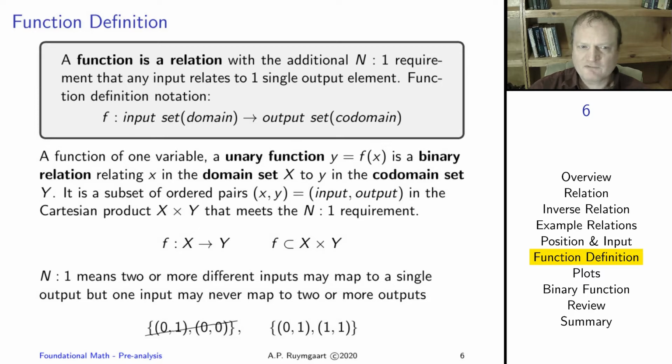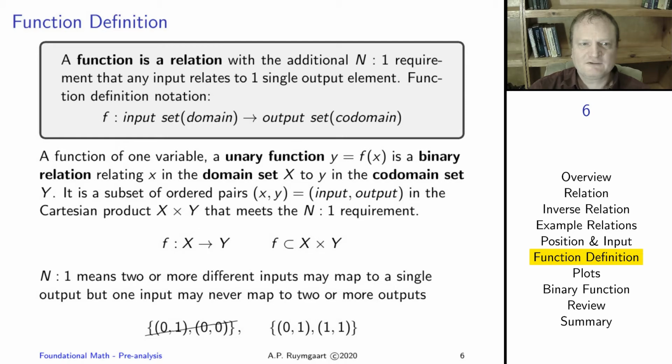A function of one variable is called a unary function. Why? Because it's a function of a single variable, but it's actually a binary relation because it relates an element y to an element x in the input. So a unary function relates an element y in the codomain to an element x in the domain.